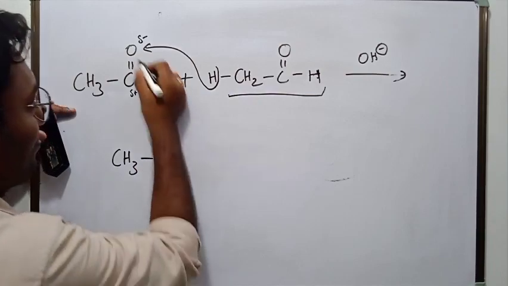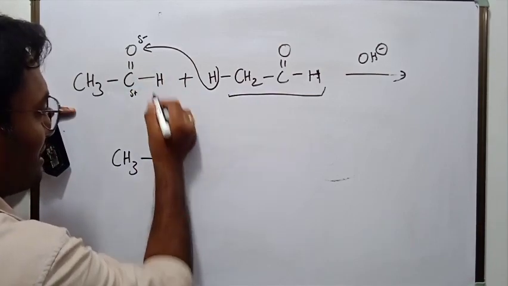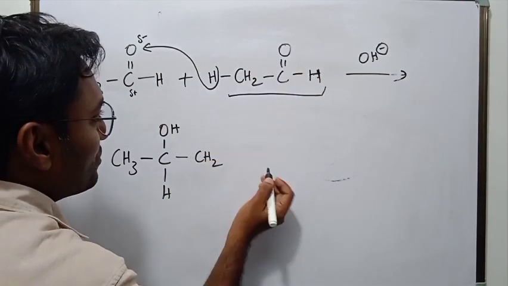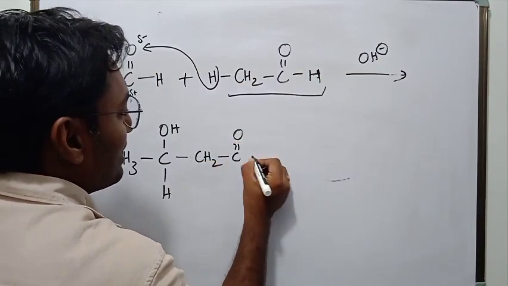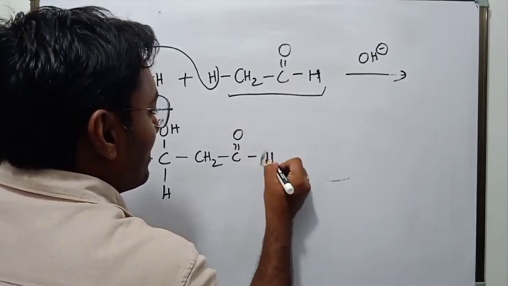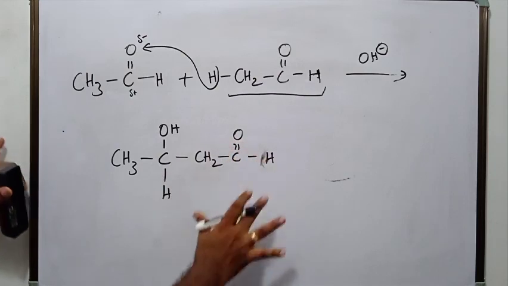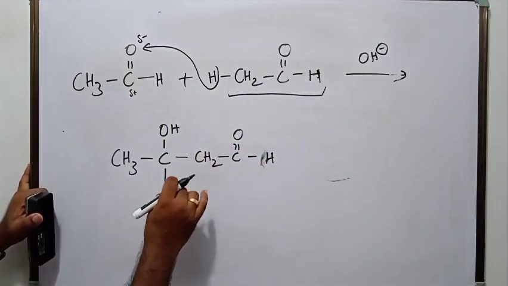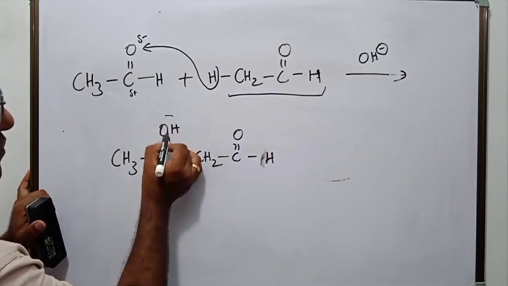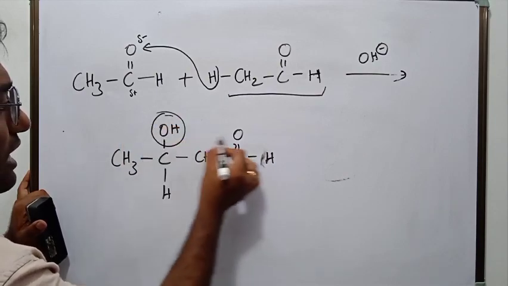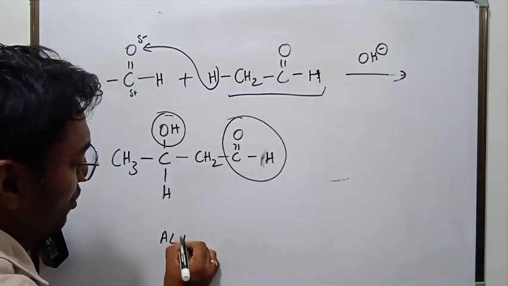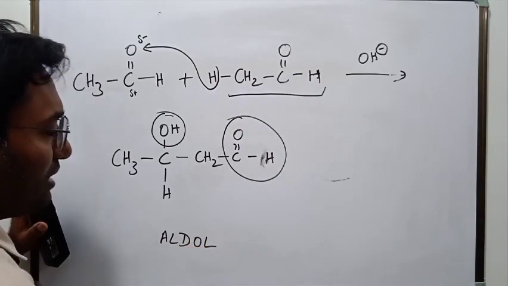So this becomes OH. This H comes here and the enolate ion joins here to the carbonyl carbon, which is the nucleophilic center. So that is how we get an aldol. So notice here one more thing, it has 2 functional groups. One is the alcohol and the other is aldehyde. Hence the molecule is called aldol. What is the IUPAC name of this molecule?